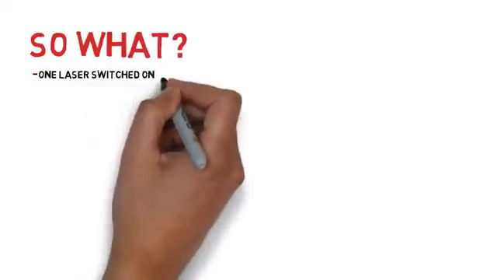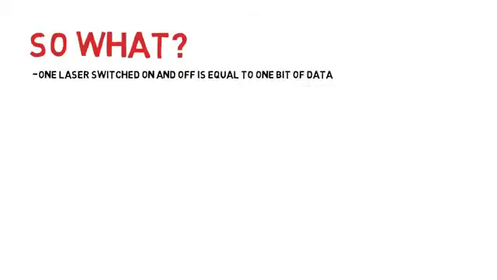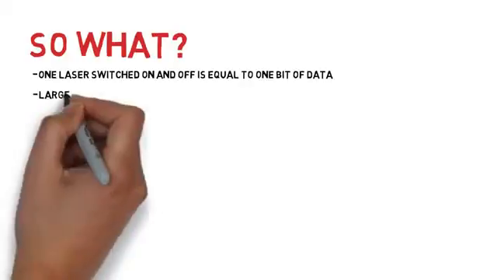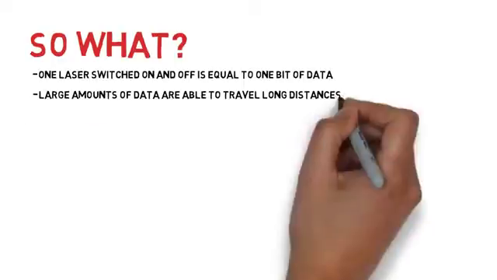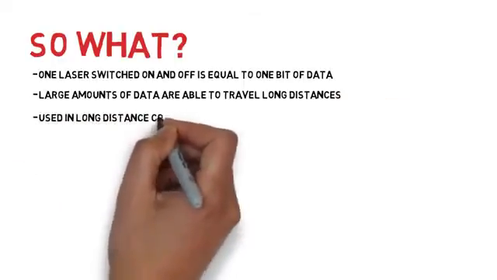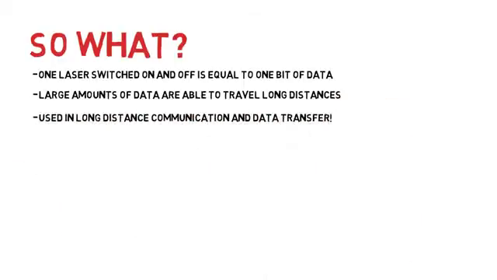So why exactly do optic fibers even matter? Well, optic fibers are able to transmit data through a series of laser pulses, in which one laser switched on and off equals one bit of data. These different bits can then be combined in millions of different combinations to in turn form a bigger picture. This can occur up to several billion times per second, which allows for a large amount of data to travel long distances. For this reason, optic fibers are very suitable and useful for long distance communication and transfer that we use on a daily basis.